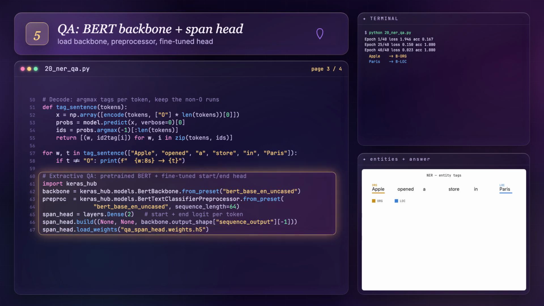Now the QA half, we load a pre-trained BERT through KerasHub, the backbone and its matching preprocessor, which is the piece that wraps the question and context with the right special tokens and gives us a clean dictionary of token IDs, segment IDs, and a padding mask. On top we put a dense layer that outputs two numbers per token, a start logit and an end logit, and we load the weights we fine-tuned earlier on a QA dataset. That's the whole architecture for extractive QA on top of a transformer.